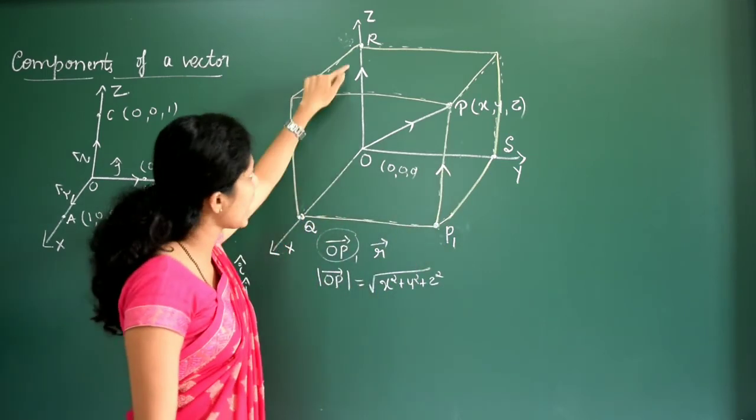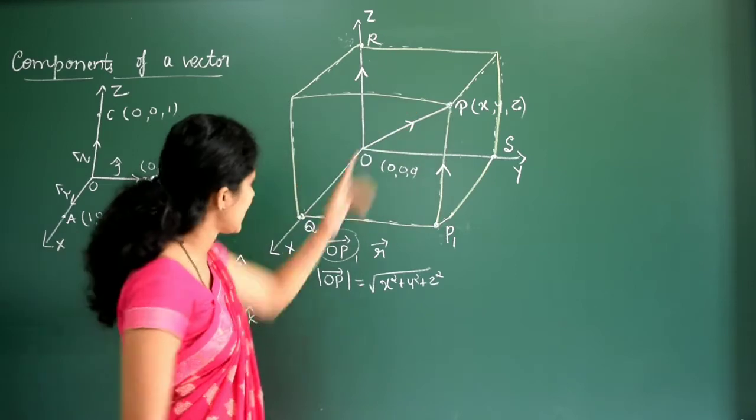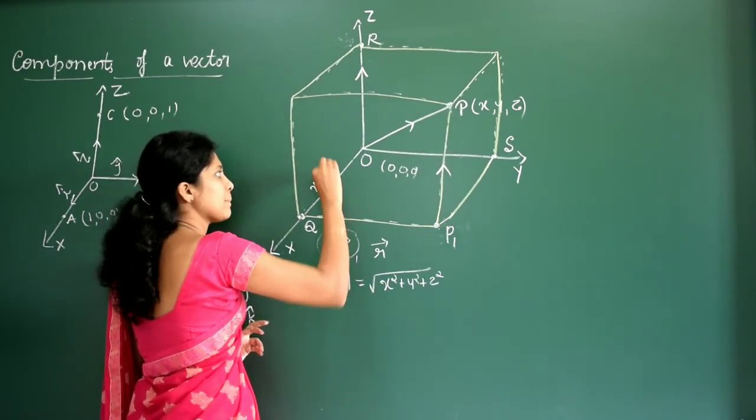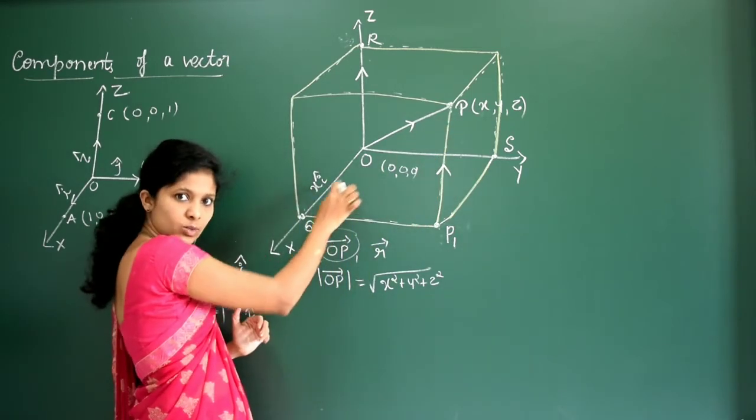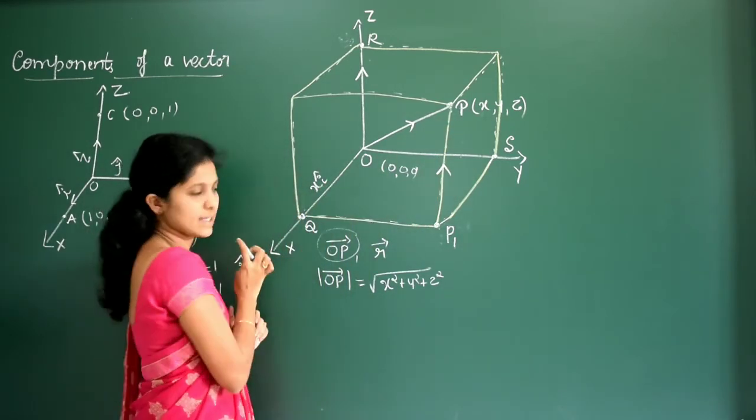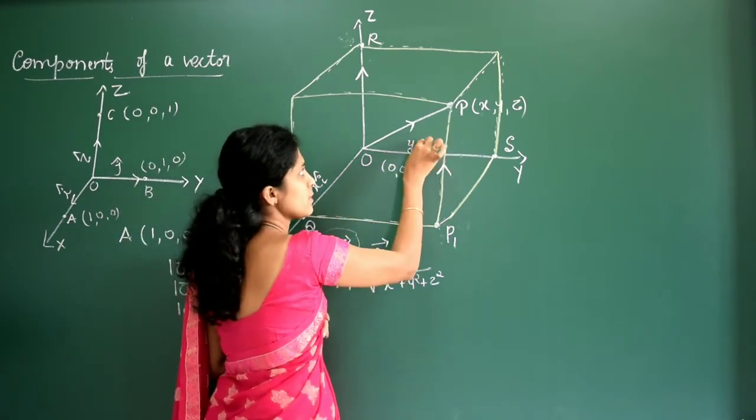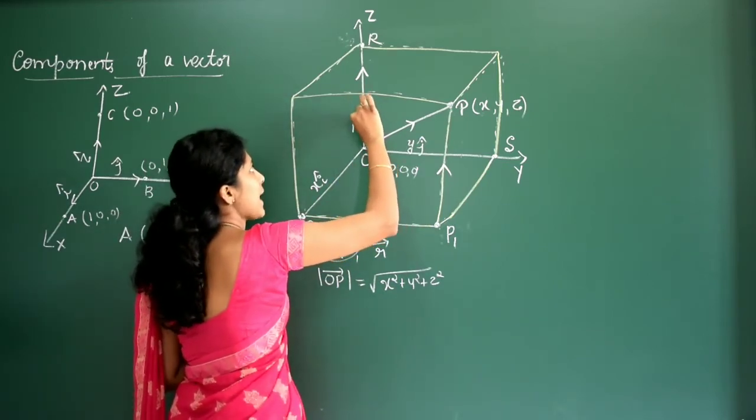Right? OR vector is parallel to P1 P vector, and you know that this along the x-axis can be written as x i cap because the length is considered as x. So this is a unit vector along the x-axis. So this will be x i cap and this will be y. Length is y. So this will be y j cap and this will be z k cap.